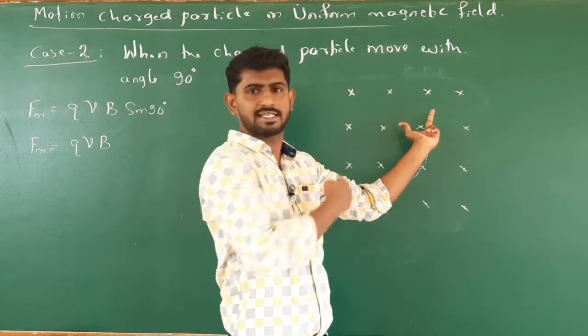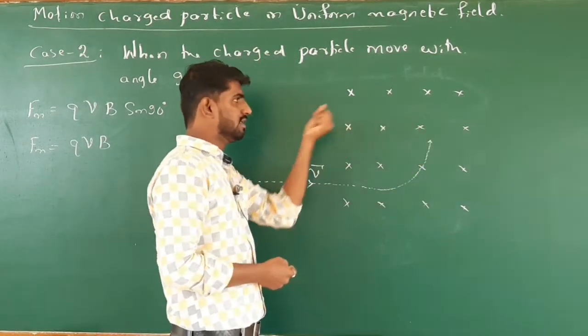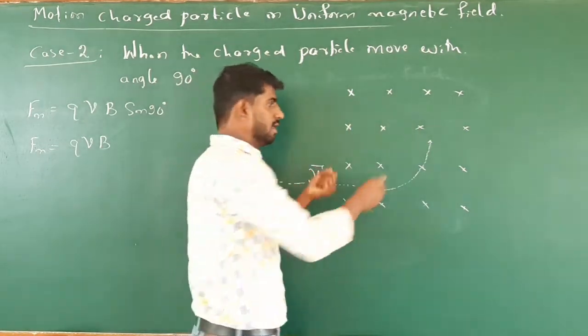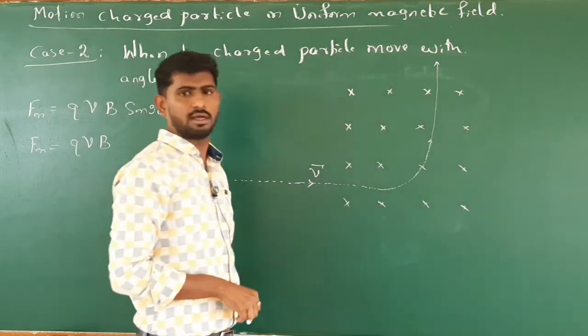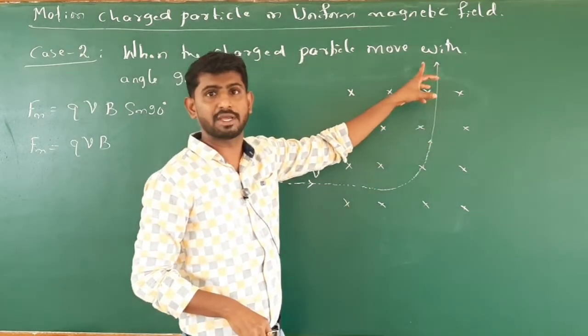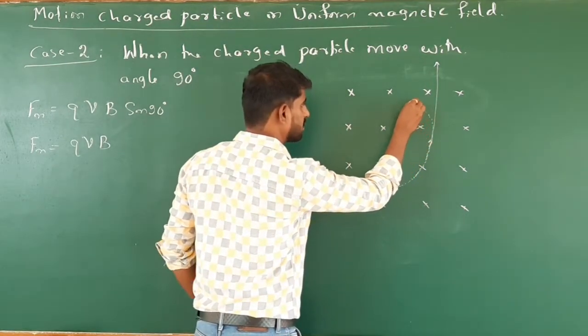So in negative x direction, the charged particle starts to be pulled towards this direction. The charged particle actually wants to move like this. It wanted to move in this direction, but because of that magnetic force, it is pulled in this direction.